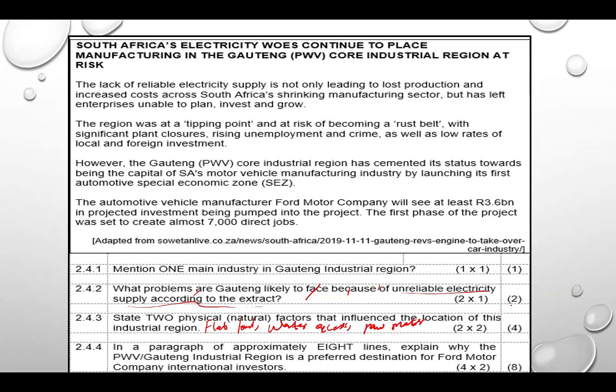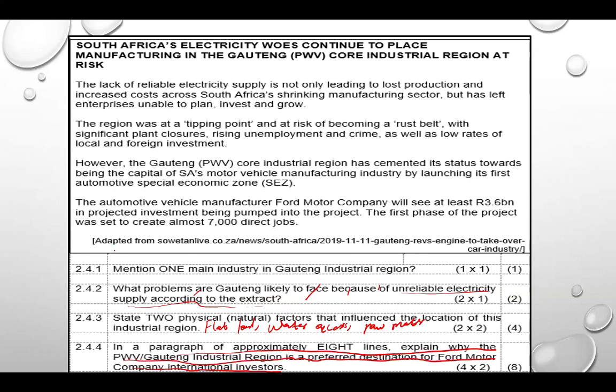Let me say, in a paragraph of approximately 8 lines, explain why the PWV Gauteng industrial region is a preferred destination for Ford Motor Company international investors. So what are you going to look at here? You are going to look at the factors that make it accessible, or the factors that favor industrial development here.